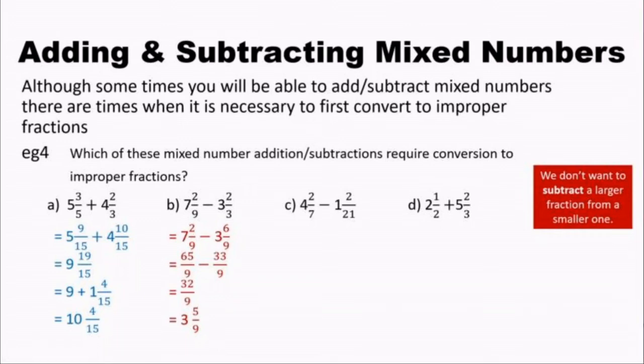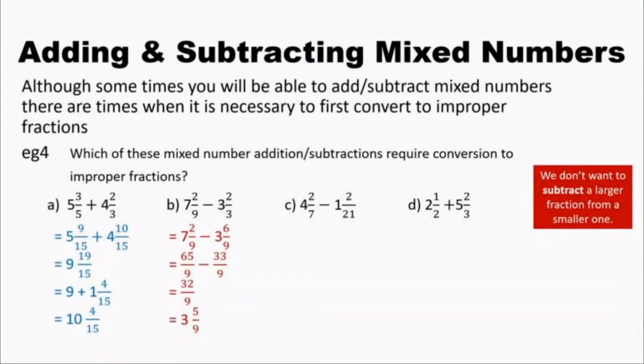On to question C. I know what you might be thinking. I just did a subtraction and it wasn't going to work unless I converted to top heavy. But let's try this one. 4 and 2/7 minus 1 and 2/21. Hopefully you know that this answer is not going to be negative because 4 and a bit take away 1 and a bit is not going into the negatives.